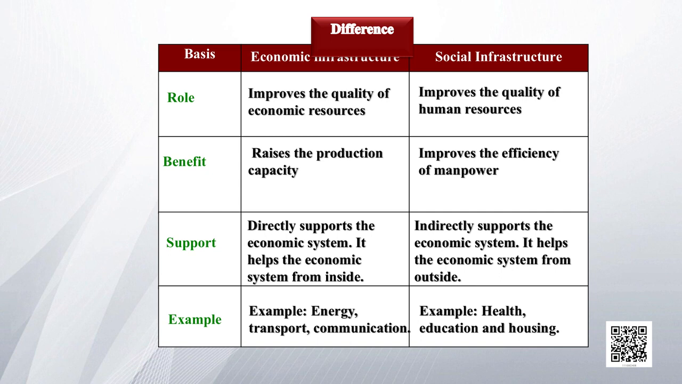Let's take examples of economic infrastructure. Examples of economic infrastructure are roads, railways, communication, banking, etc. Examples of social infrastructure are health, education, sanitation, and healthy drinking water. All these are examples of social infrastructure.